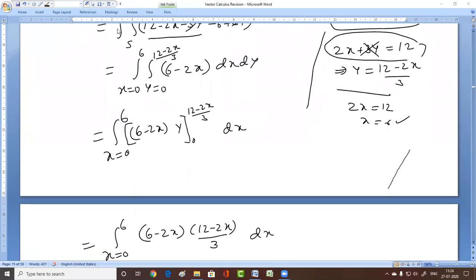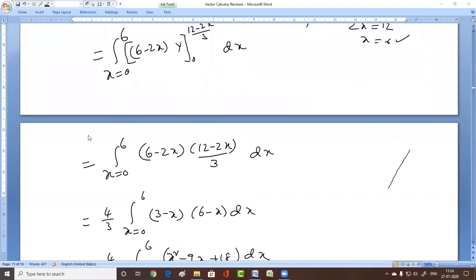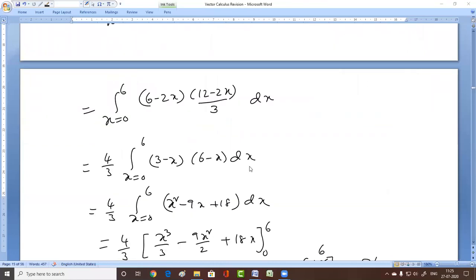So now the integral is from 0 to 6, y is 0 to 12 minus 2x by 3, of 6 minus 2x. Integrate with respect to y, then integrate with respect to x. If you integrate with respect to y, other variables are treated as constant. Now 6 minus 2x is constant. Integral dy equals y, limit 0 to 12 minus 2x by 3. Now integral 0 to 6, 6 minus 2x, now substitute 12 minus 2x. After multiplying, you will get this simplified expression.